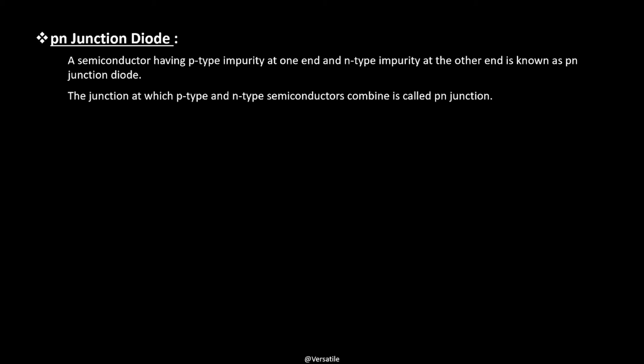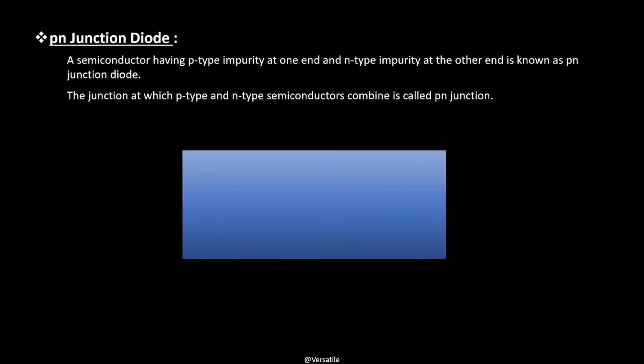Therefore, it is very important to have a very clear understanding of the junction behavior in order to analyze the working of other semiconductor devices. Now, let us have a look at the formation of a p-n junction. Now, consider a silicon semiconductor wafer doped with trivalent and pentavalent impurities. Suppose this is p side and this is n side.